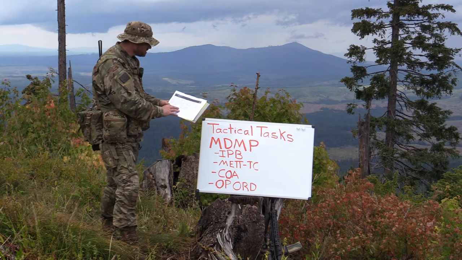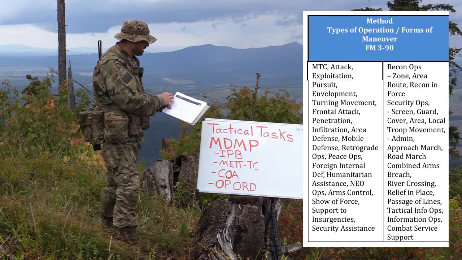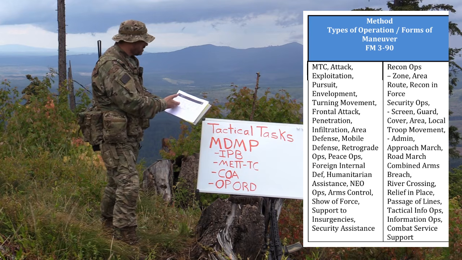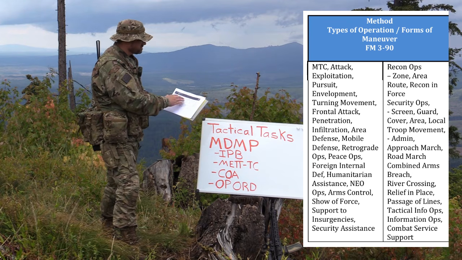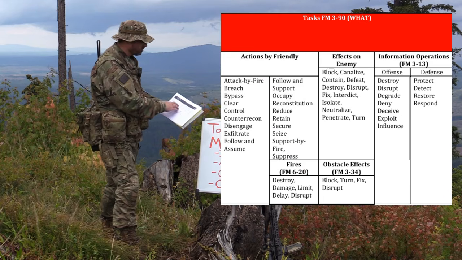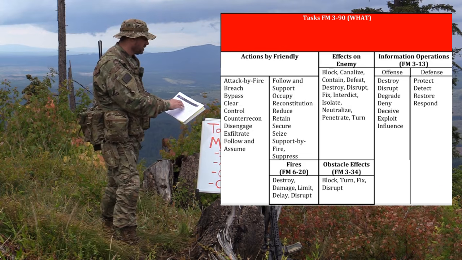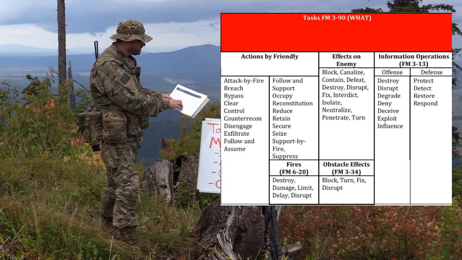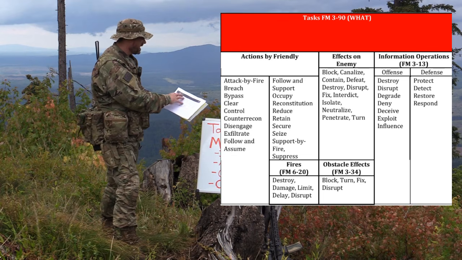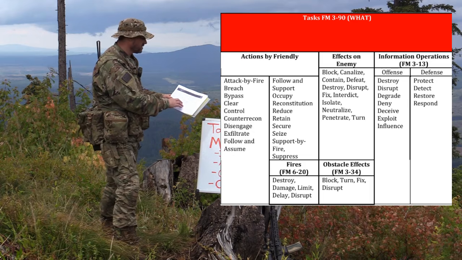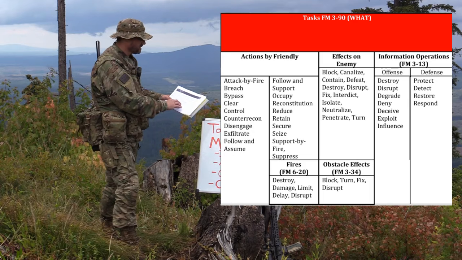below in this video. There's some things to think about. Movement to contact, attack, turning maneuvers. These are all the types of operations. Here I have actions by friendly. These are the things that you can do and think about. You can attack by fire, breach, bypass, clear, control, follow and support, retain. These are my types of fires that I have, and also I have some of the FMs referenced to these as well. For example, with fires, you could destroy, damage, limit, delay.